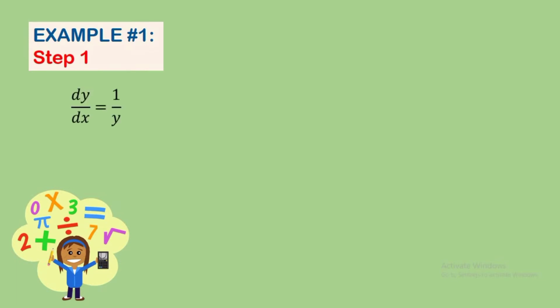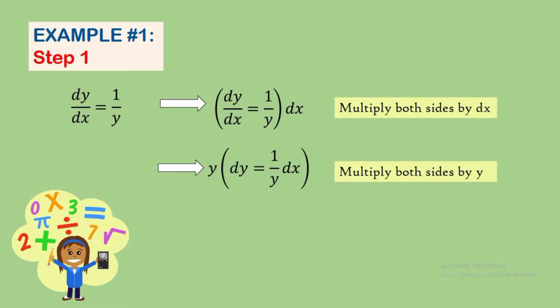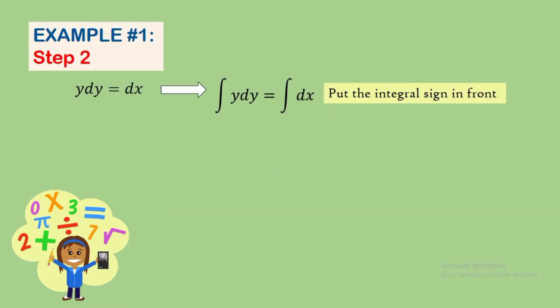Example 1, dy over dx is equal to 1 over y. So this is the step 1. Multiply both sides by dx to move the dx, and multiply both sides by y to move the y's. And we have the final form, y dy is equal to dx. Now we can proceed to step 2.